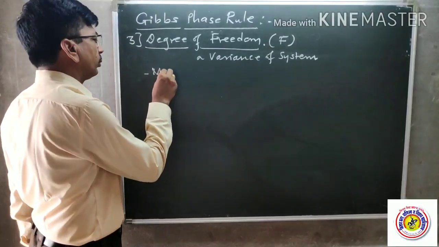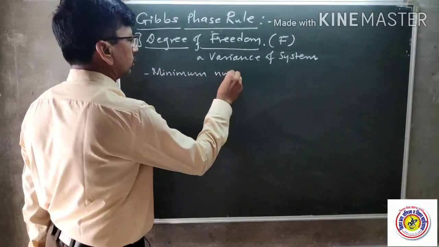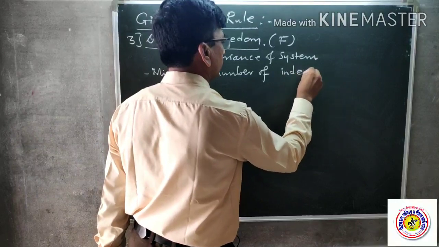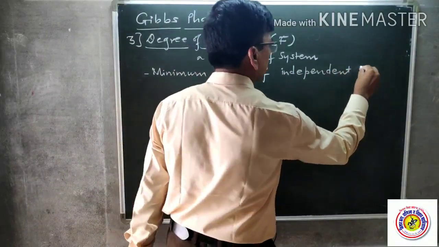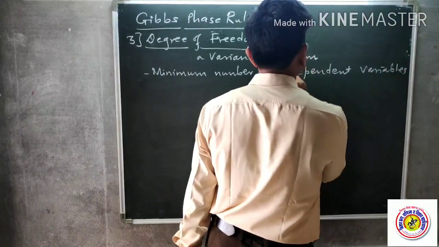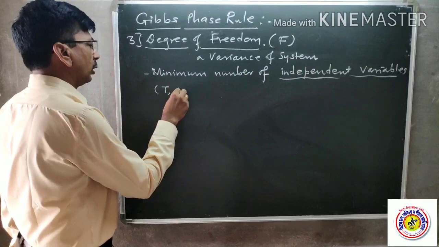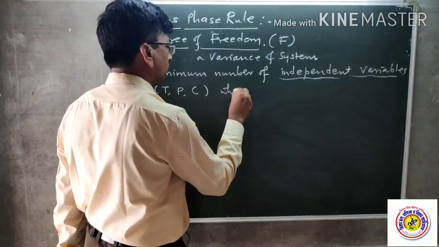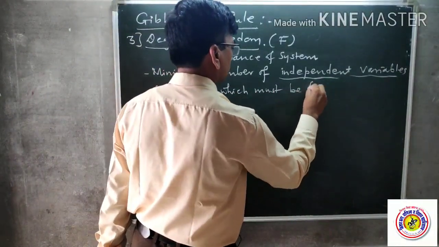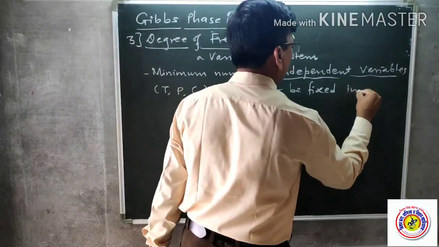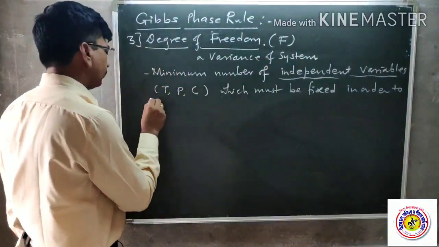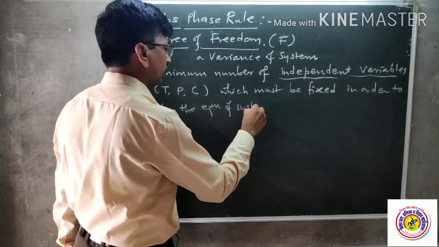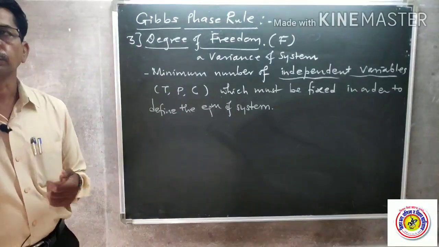So, the minimum number of independent variables like temperature, pressure and concentration, which must be fixed in order to define the equilibrium of the system. We call it degree of freedom.